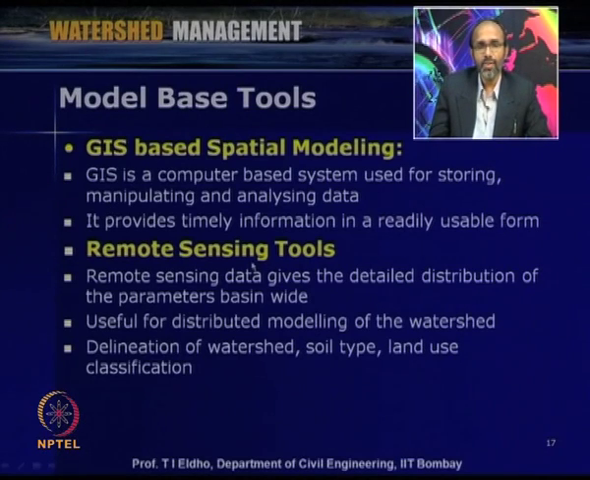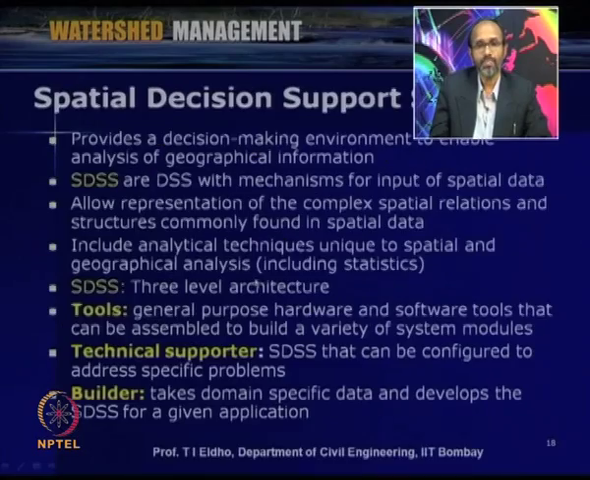And then remote sensing tools, wherever huge data is needed and the temporal variations are to be considered, then we can use remote sensing. So, remote sensing data gives the detailed distribution of the parameters basin wide, like river basin or watershed basis. Then it is useful for distributed modeling of the watershed. So, if we are going for physically based models, then remote sensing data is very useful, especially land use, land cover, and the spatial variation, then delineation of watershed, soil type, land use classification, etc. In all these places we can use remote sensing tools as a model based tool.